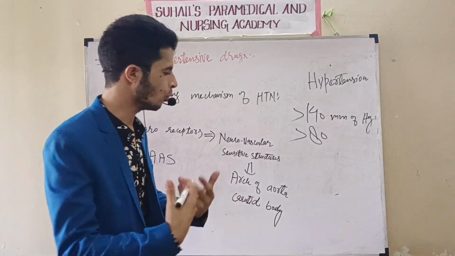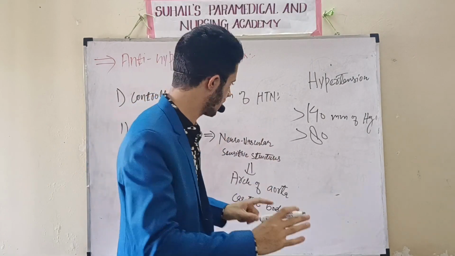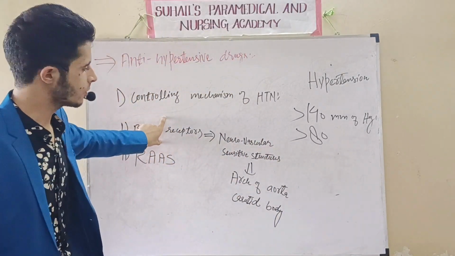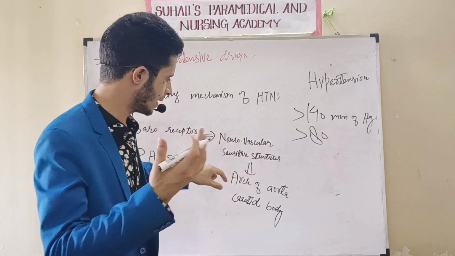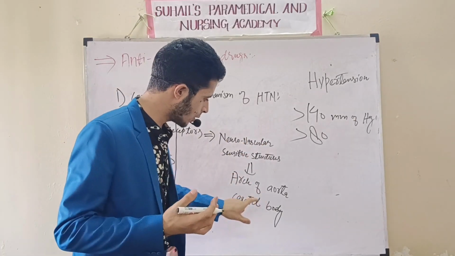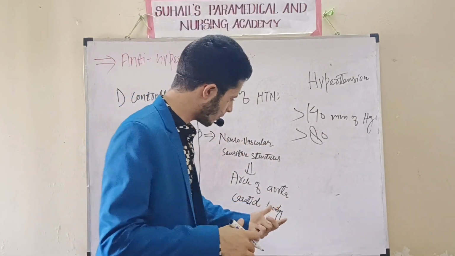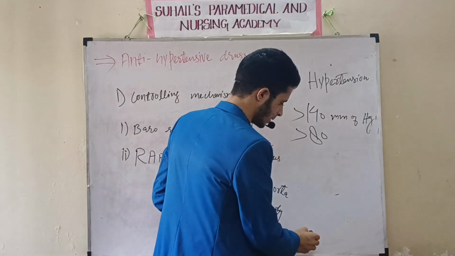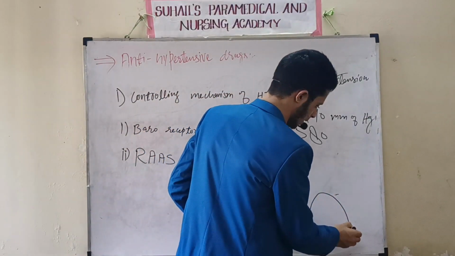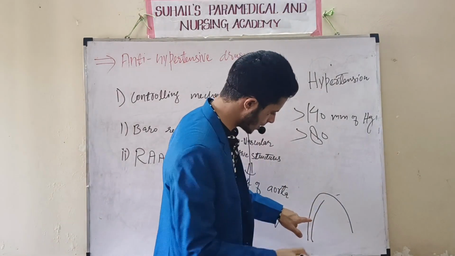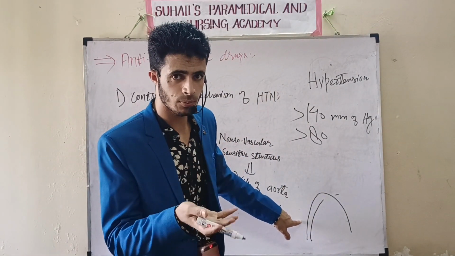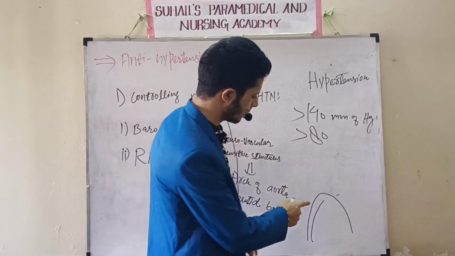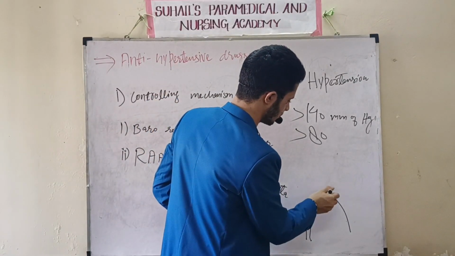I will explain more so that you will get it in your mind. I told you baroreceptors are neurovascular sensitive structures. What is their role? I will tell later. These are present at the arch of aorta and carotid bodies. What is the arch of aorta? Remember, this is the ascending aorta, that is coming from the heart, and which further bifurcates into many blood vessels.